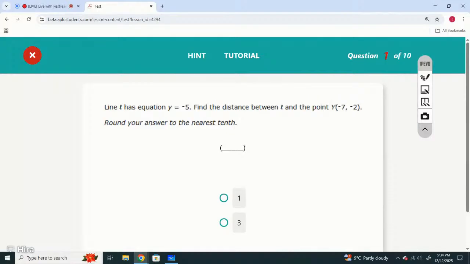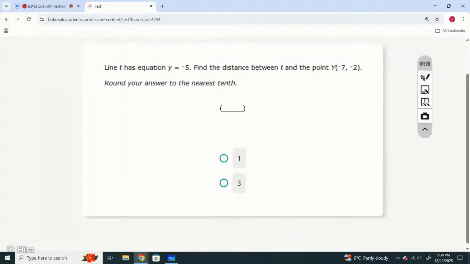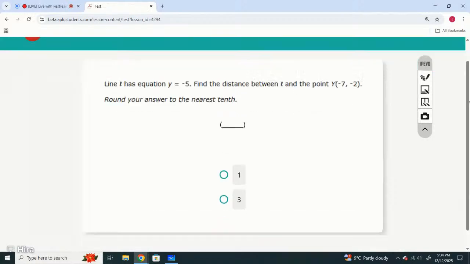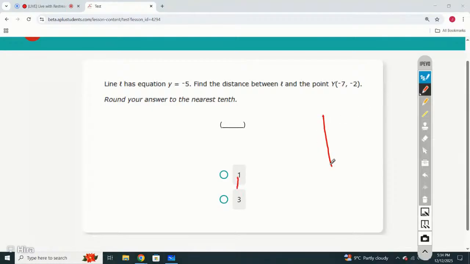Line S has the equation y equals -5. Find the distance between line S and the point L (-7, -2). Round your answer to the nearest tenth. So the line is at -5, counting 1, 2, 3, 4, 5. This is the line at y equals -5. And the point is x is -2 and y is -7.